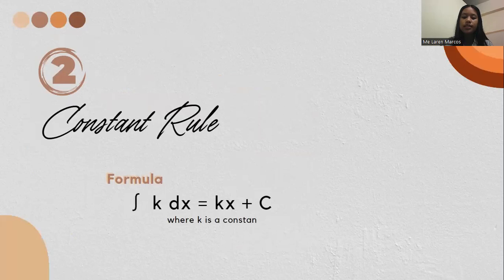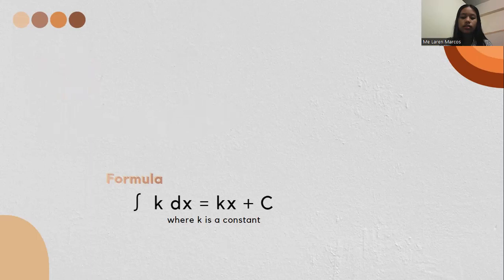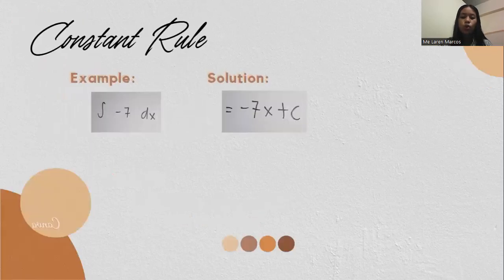Our next rule was constant rule. It states that the antiderivative of k dx is equal to kx plus c, where k is constant. We have our example. Find the antiderivative of negative 7 dx, where we're gonna add x to negative 7 plus the constant c. And this is our final answer.